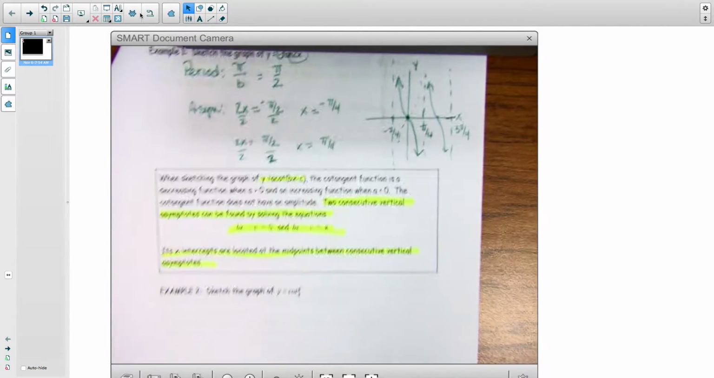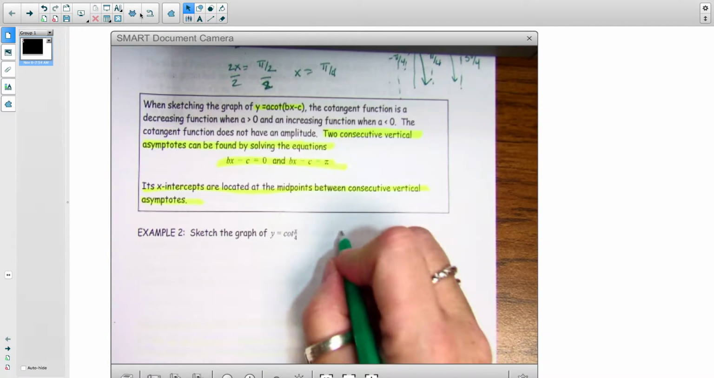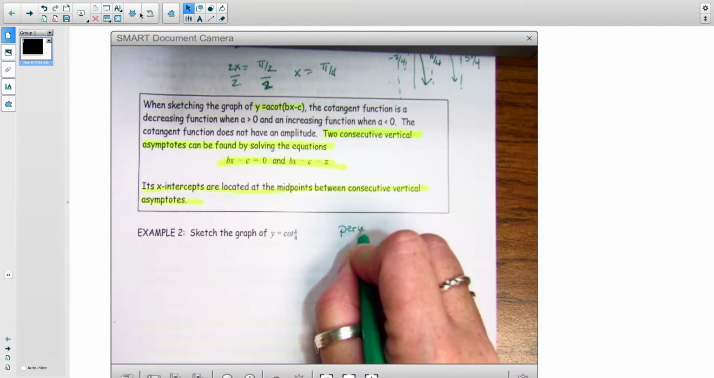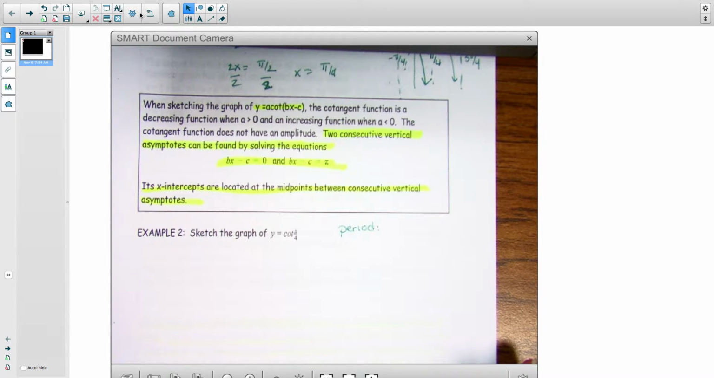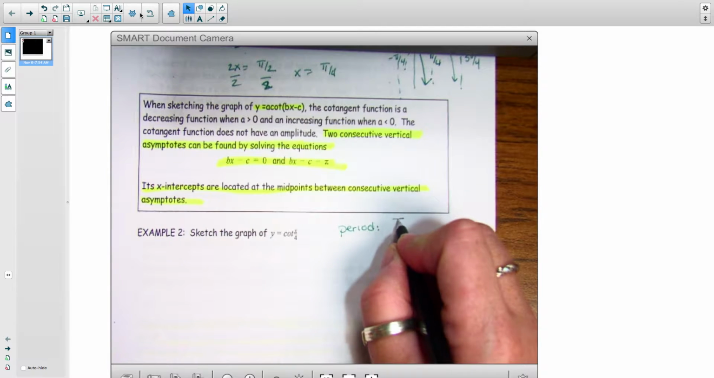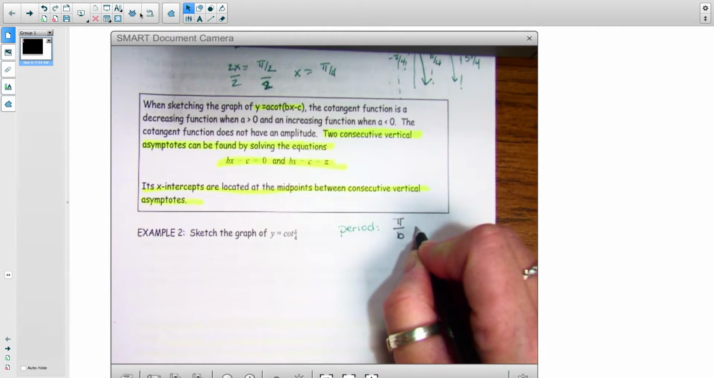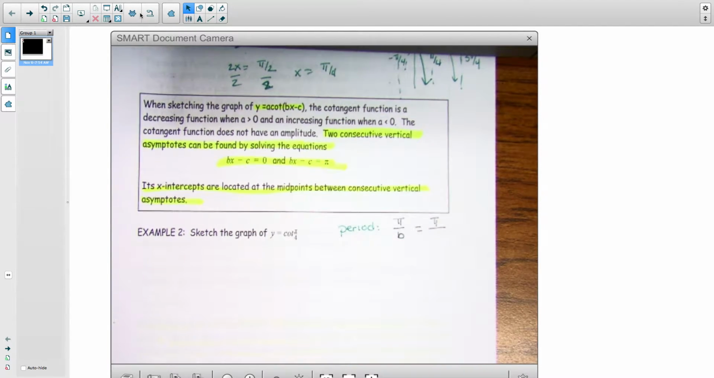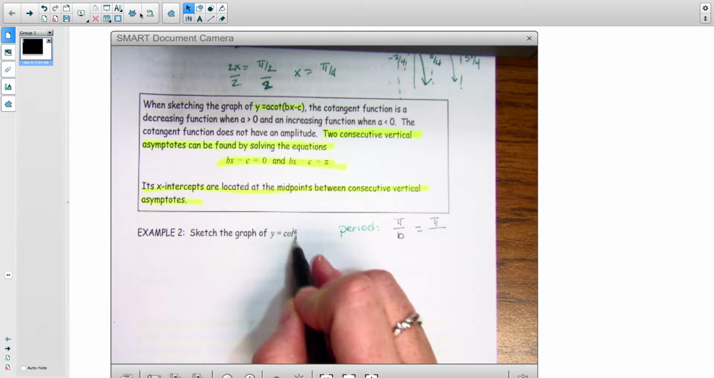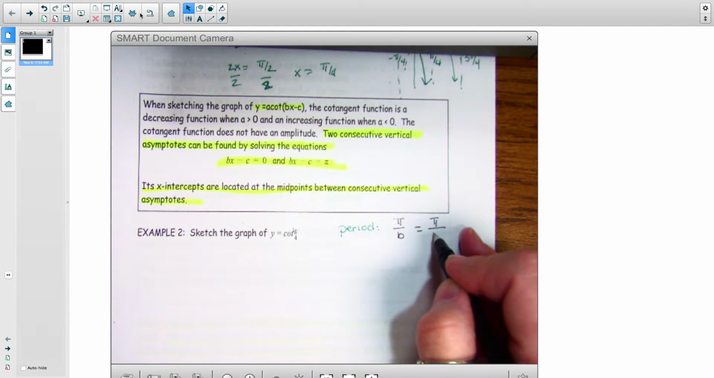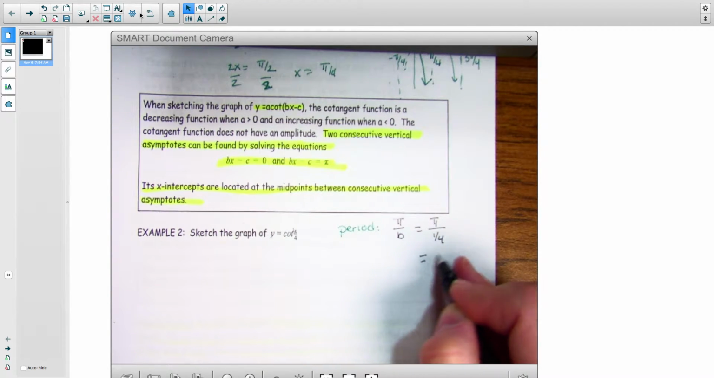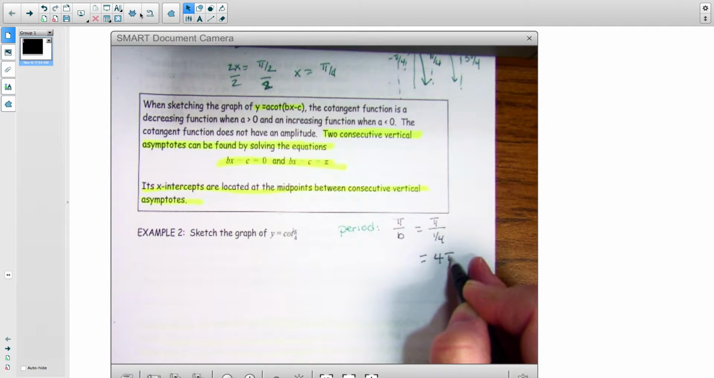All right, one more. Cotangent. Let's find the period first. Period is found by taking pi and dividing it by b. What's our b value here? It's 1/4. It's 1x over 4, so it's 1/4. So in this case, we get a period of what? 4 pi.